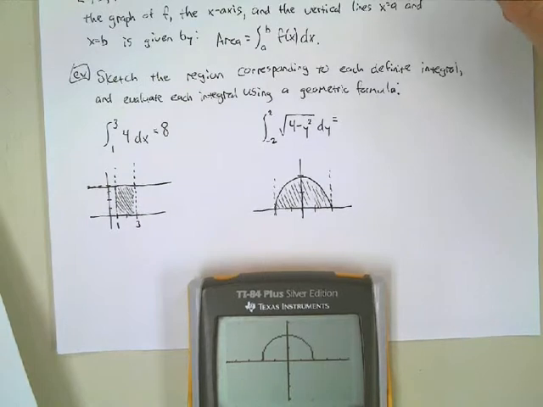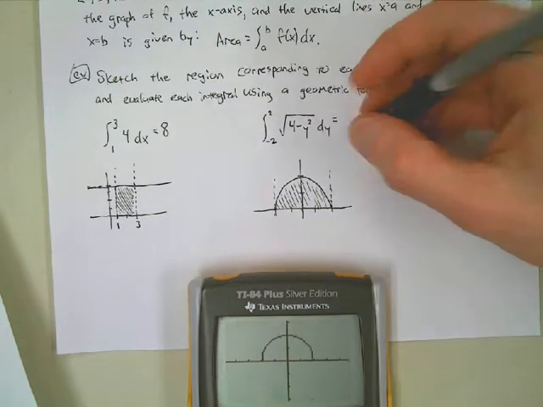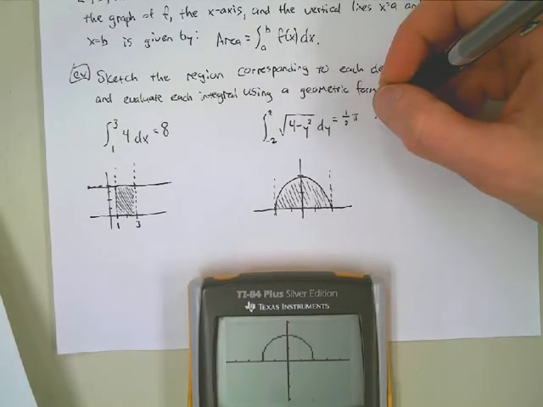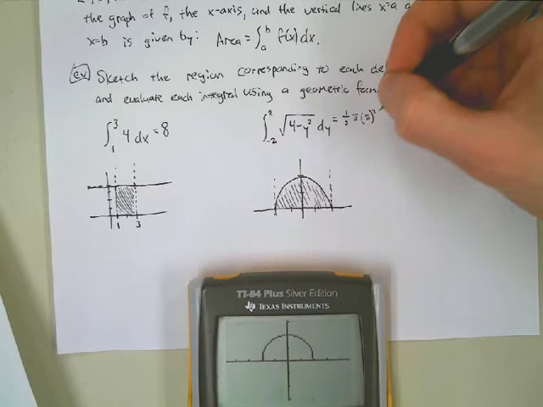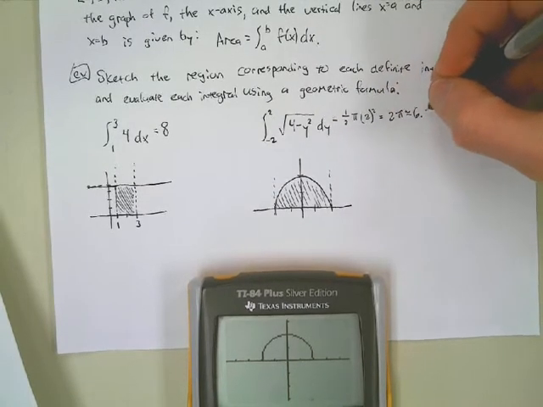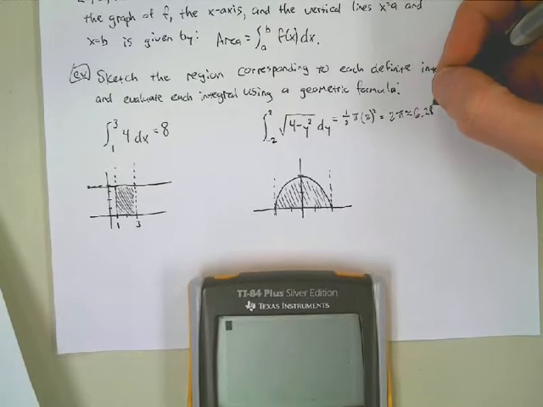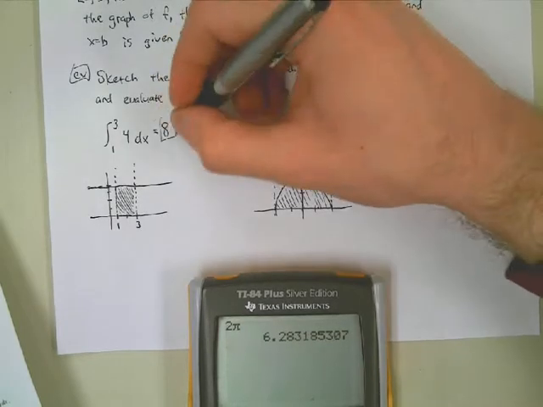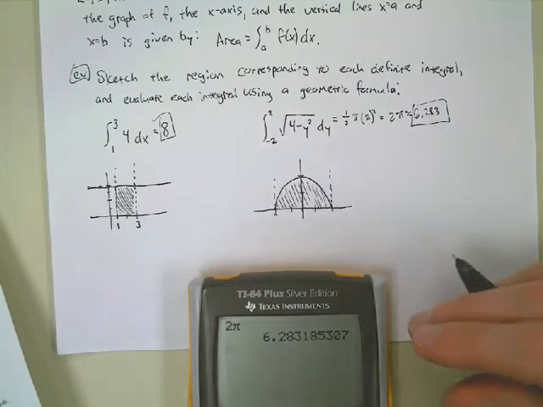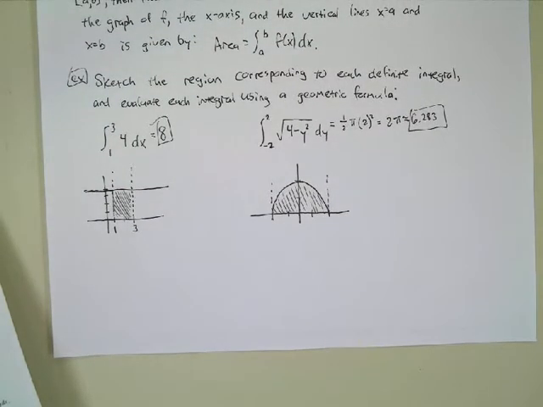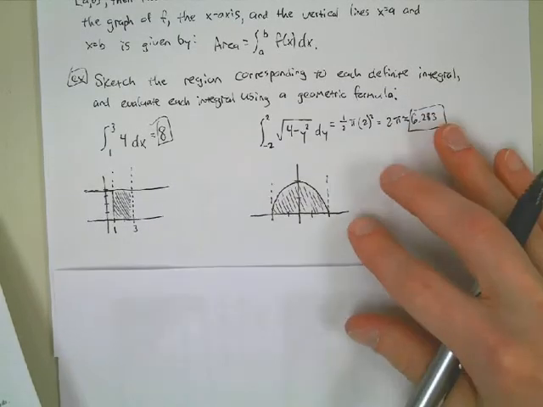So it's half a circle. So what is half of a circle? 1/2 pi times the radius squared. What's the radius of this circle? 2. So you get 2 pi, or approximately 6.283. All right, so that's the idea. There are some basic definite integrals that we can evaluate using geometry.